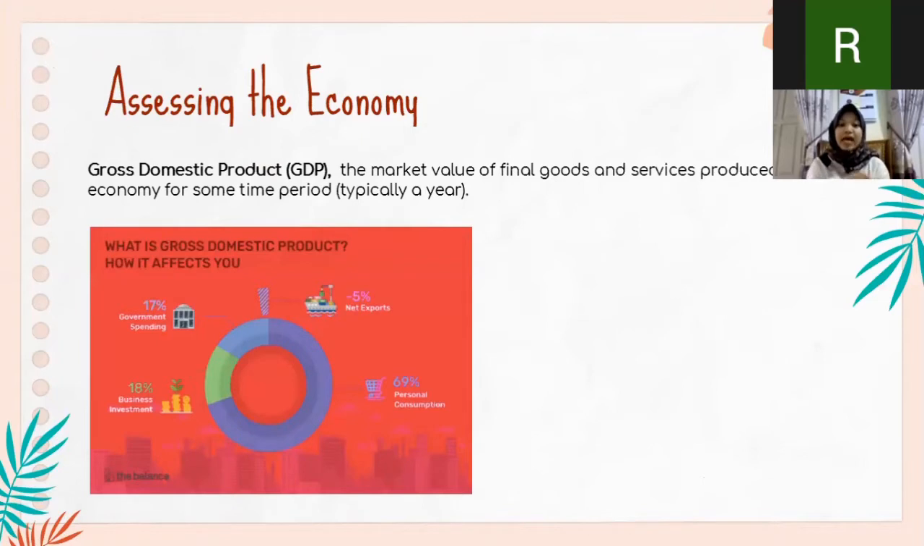Assessing the economy. A basic measure of the economy is gross domestic product, or GDP, defined as the market value of final goods and services produced by an economy for some time period, typically a year. It consists of the sum of consumption spending, investment spending, government spending, and net export. Consumption now comprises about 70% or more of GDP. GDP numbers are prepared quarterly and released a few weeks following the end of the quarter. This number constitutes a basic measure of the economic health and strength of the economy.